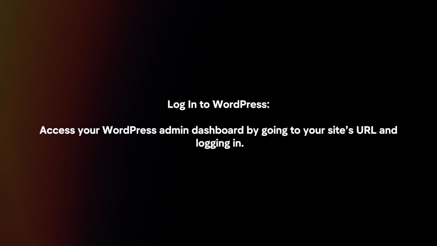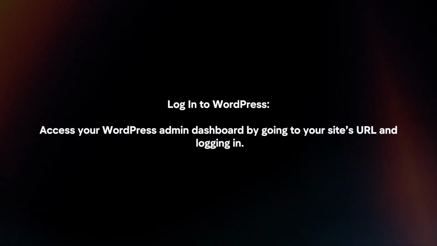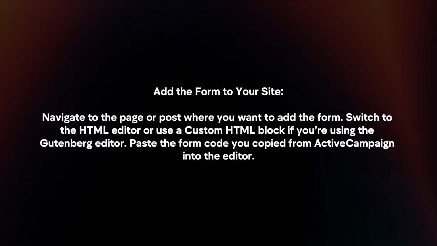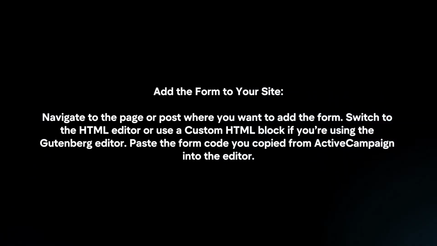Log into WordPress. Access your WordPress admin dashboard by going to your site's URL and logging in. Add the form to your site. Navigate to the page or post where you want to add the form.